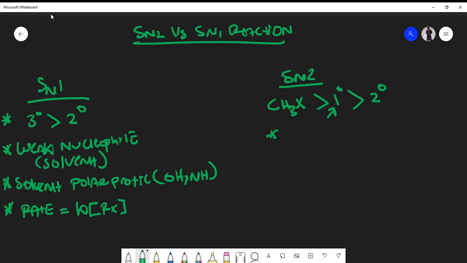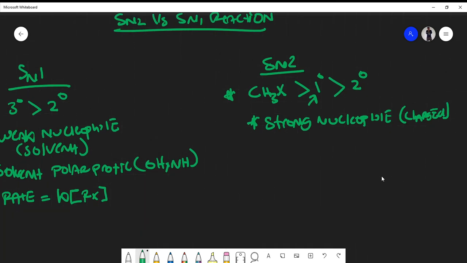Now, in contrast to Sn1, in Sn2 we have a strong nucleophile. When I think about a strong nucleophile, I want you to think about charge. Usually when something is charged, it directly tells you the nucleophile is strong. So I want you to put that in your head, the idea of something being charged.